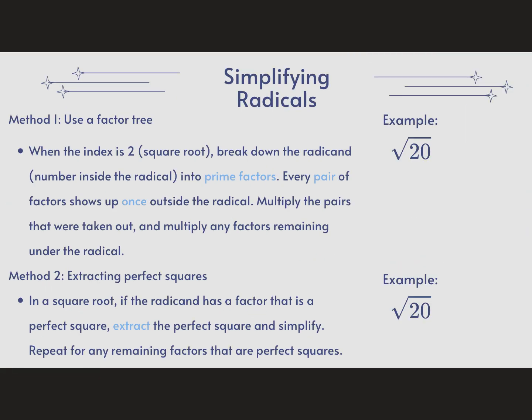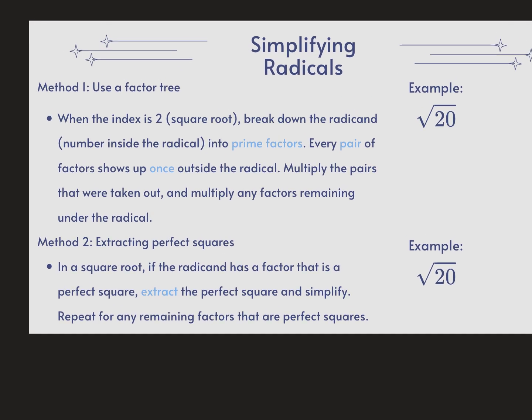But when you have a radical and it says you have to simplify, from now on, you're always going to have to simplify. All right, these are a lot of words here. It says use a factor tree or you can extract perfect squares. Extract means to take out. Does anybody remember what a factor tree is?